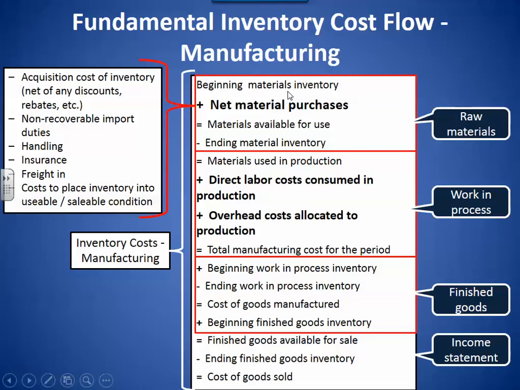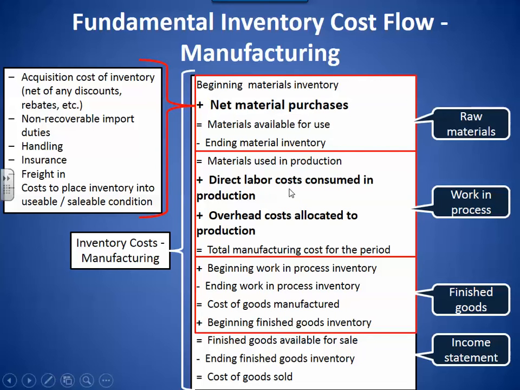So we have beginning materials inventory. To that we add our net material purchases. That's going to equal our materials that are available for use during the accounting period. From that we subtract our ending materials or raw materials inventory. When we do that, that is going to equal the materials that we actually used in our production process, in work in process.